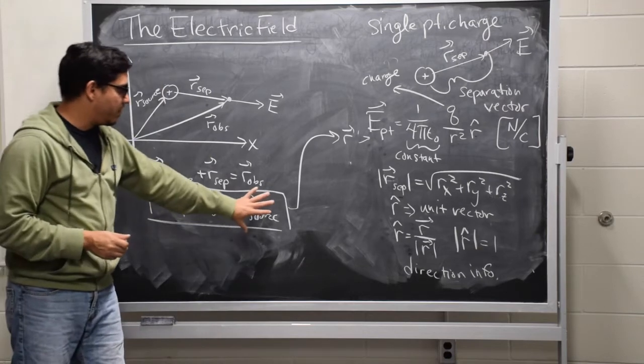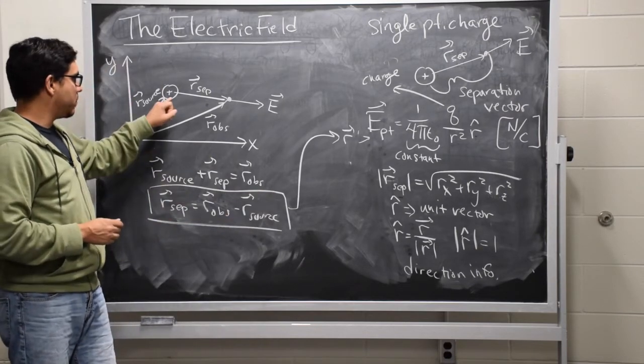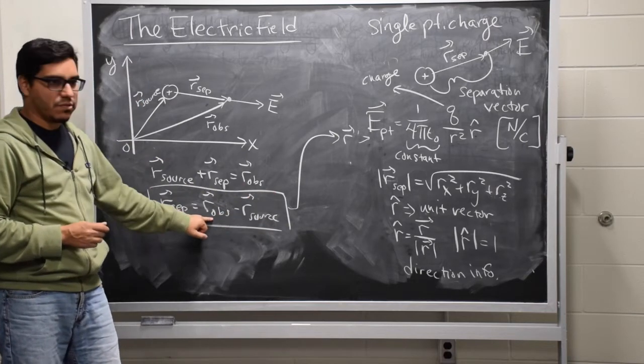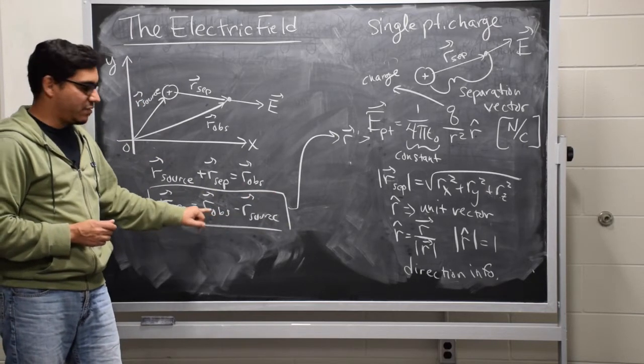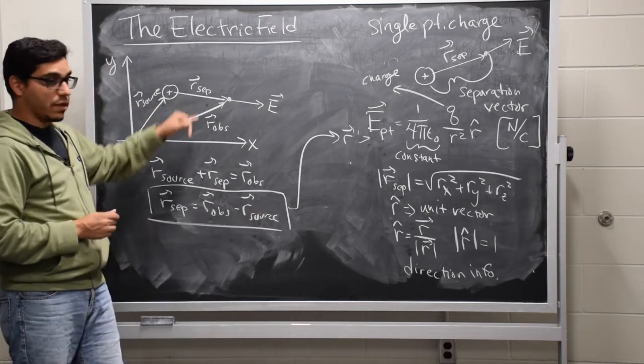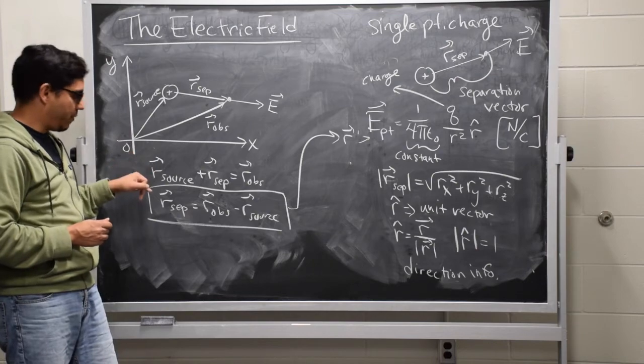So you can see that if the charge itself coincides with the origin of coordinates, this goes away, and the separation vector and the observation vector are exactly the same ones. But that's typically not the case. It is typically the case that the source is some other place, not at the origin of coordinates. So we have to be careful with that.